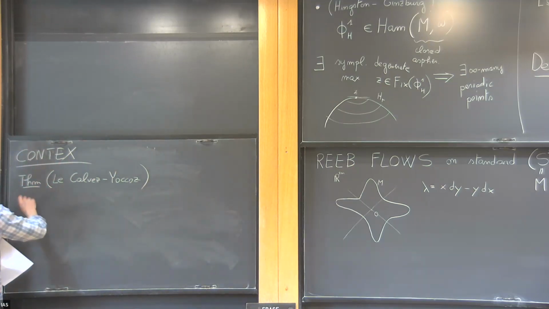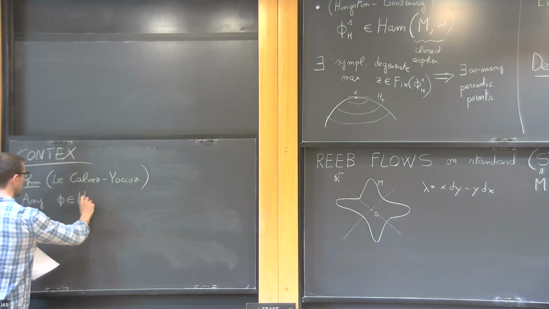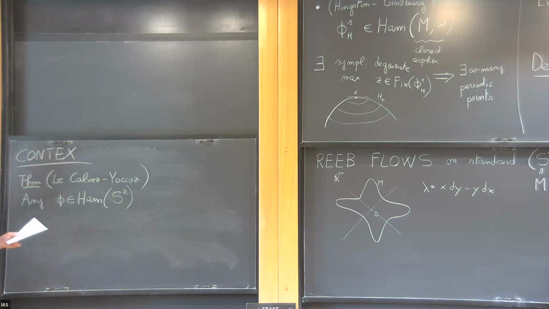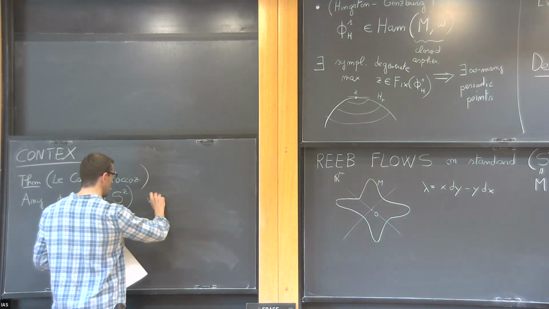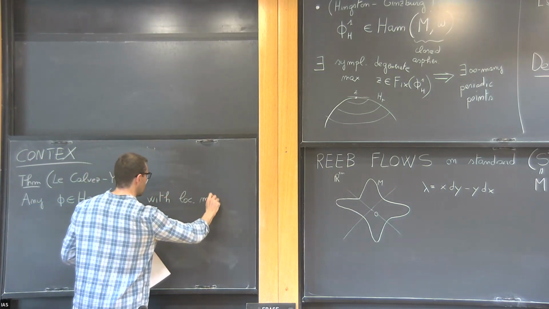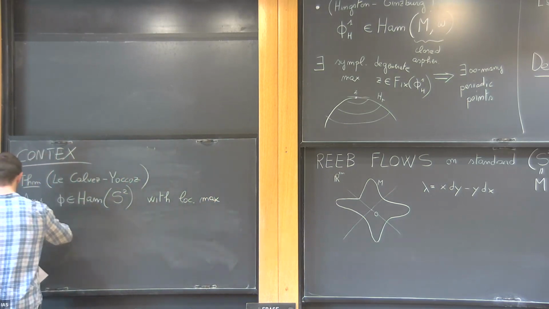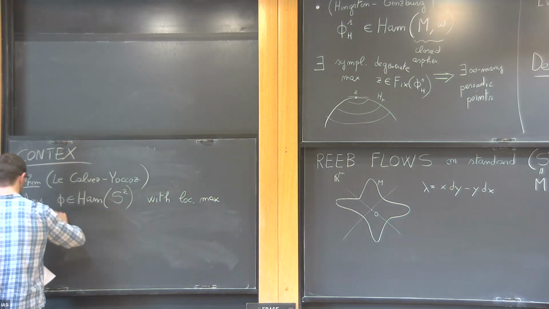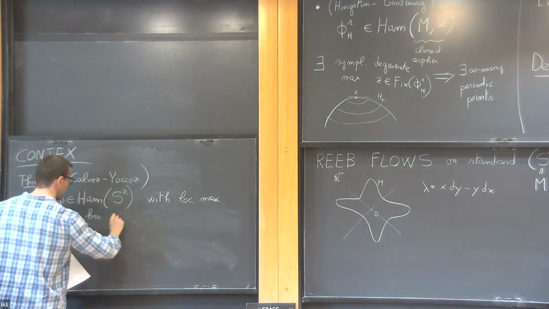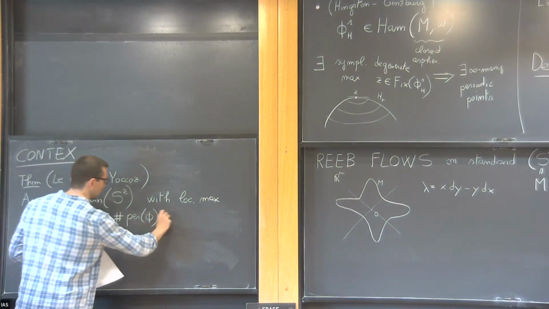So any Hamiltonian diffeomorphism, the time-one map of a Hamiltonian flow on S2, with a locally maximal invariant set, with six points, has infinitely many periodic points. Number of periodic points, right, equal to eight.